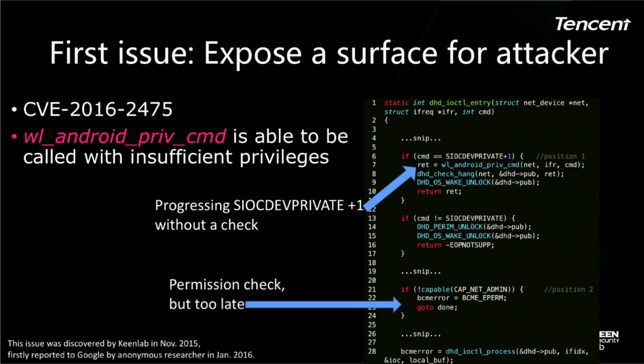So in this image, you can see that the dhd_ioctl will process this command, which is SIOCDEVPRIVATE+1. But there is another permission check just behind it. It's over there, but it's too late. The ioctl command has already been handled without any permission check, so that's why it is an issue.